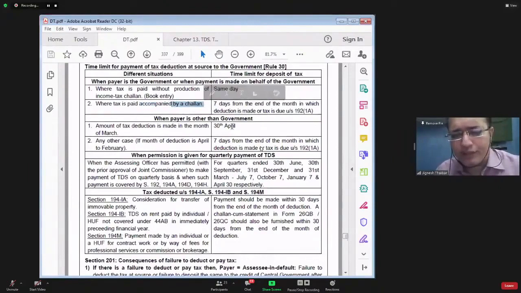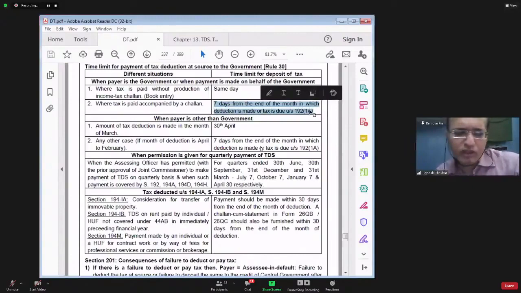Then what is the due date for making the payment? Due date is 7 days from the end of the month in which tax is deducted. The month in which tax is deducted, from the end of that month, 7th day of next month, that is 7th of next month, that TDS amount should be paid to the government.